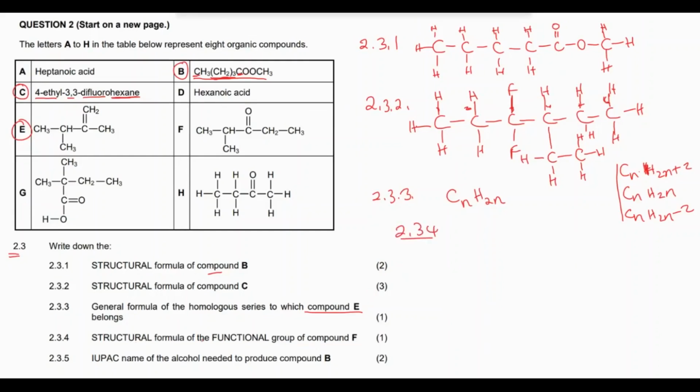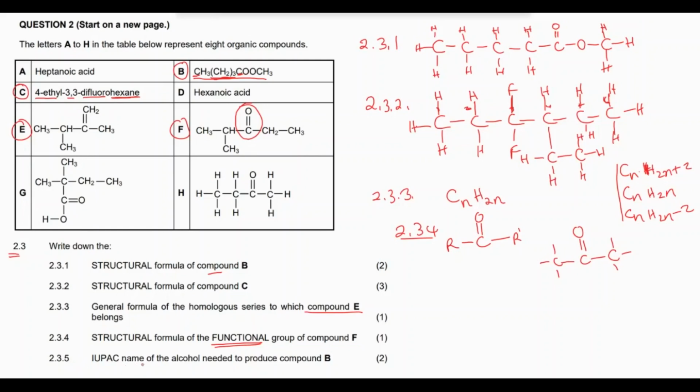What is the structural formula of the functional group of compound F? Functional group of compound F. So what do we have here? We have this. So what is that? That's a ketone. That's a ketone. We can write that as the functional group. And then that is the ketone there. Then you can put R there and then another R there. Or even if you write it like this, like this is still okay. Right. That is the functional group of compound F.